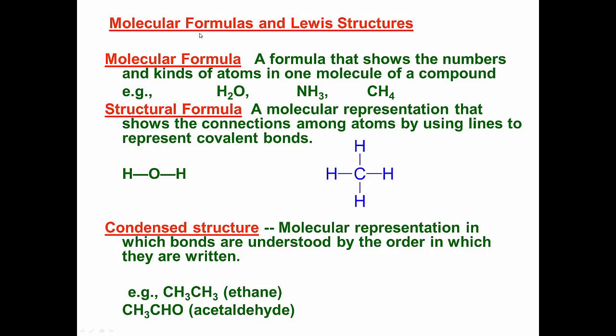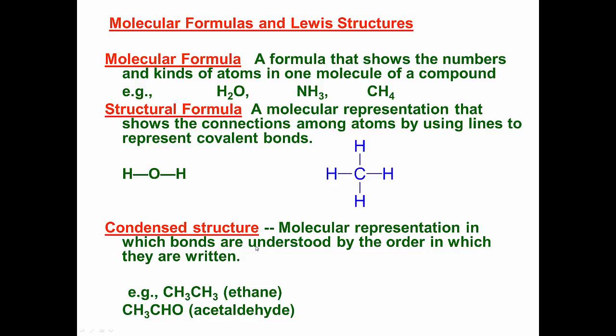So now we're going to talk about molecular formulas and Lewis structures. A molecular formula shows the numbers and kinds of atoms in one molecule of a compound: methane, ammonia, and water. A structural formula, on the other hand, is a molecular representation that shows the connections among the atoms by using lines to represent the covalent bonds.